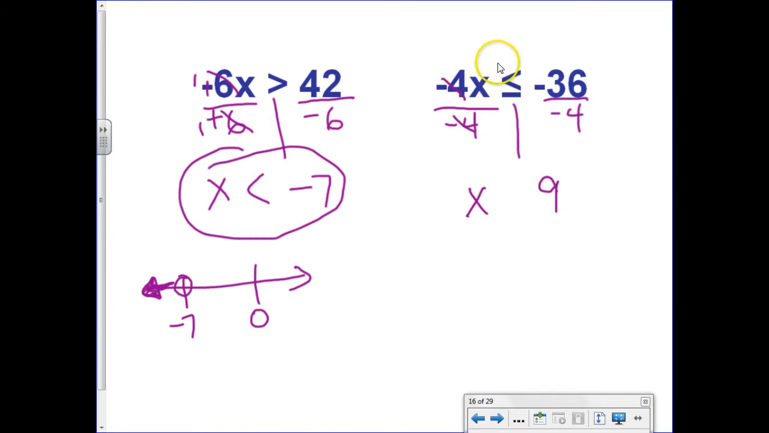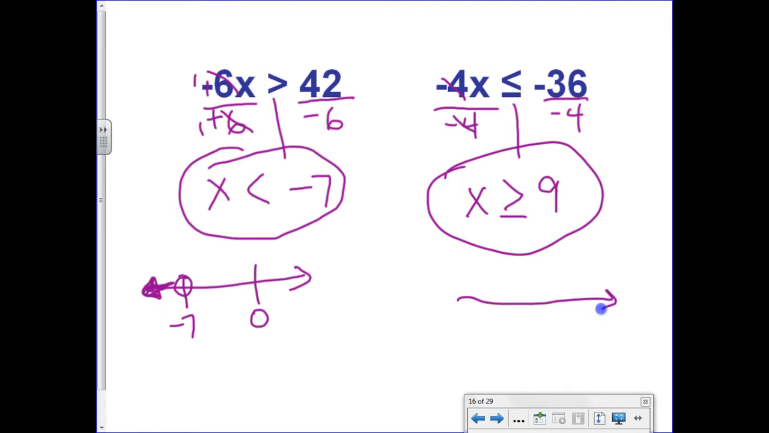Your question is, flip or not to flip? Because you divided, and you divided by a negative, that means I need to flip my inequality now to be greater than or equal to, so that when I graph this, here's 9. I have a solid dot at 9 because 9 is included in my solution set, and I fill in my arrowhead and shade to the right.